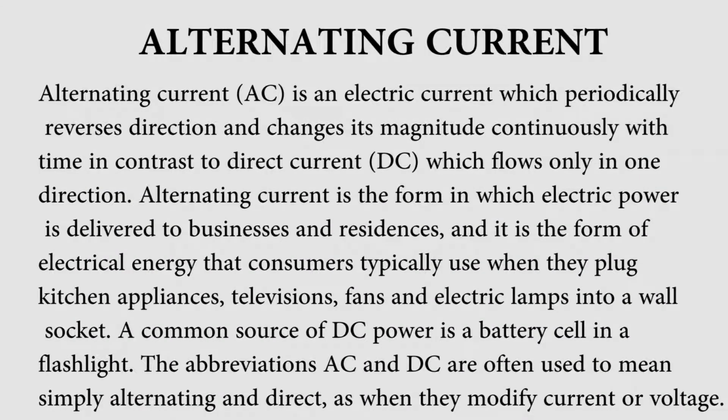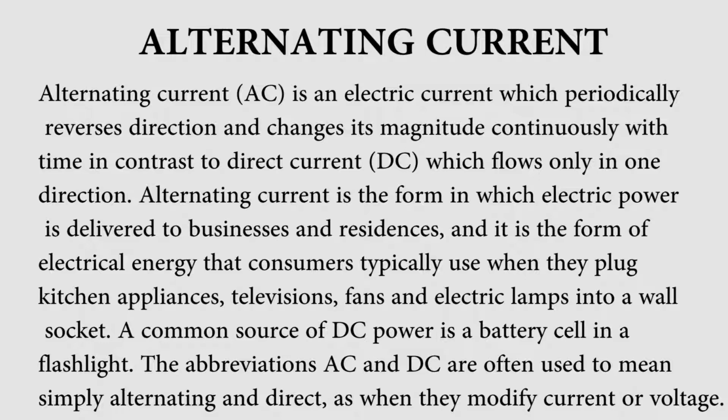Alternating current. Alternating current is an electric current which periodically reverses direction and changes its magnitude continuously with time, in contrast to direct current, which flows only in one direction. Alternating current is a form in which electric power is delivered to businesses and residences, and it is a form of electric energy that consumers typically use when they plug kitchen appliances, television, fans, and electric lamps into a wall socket. A common source of DC power is a battery cell in a flashlight.